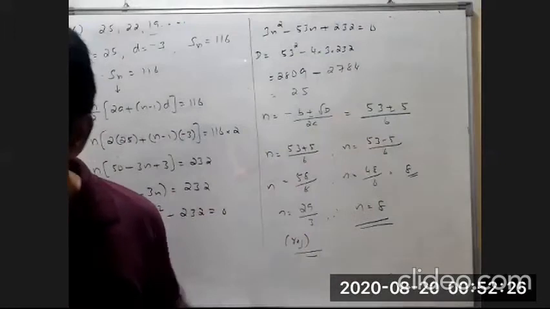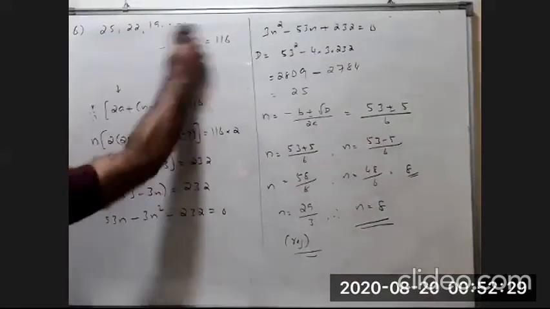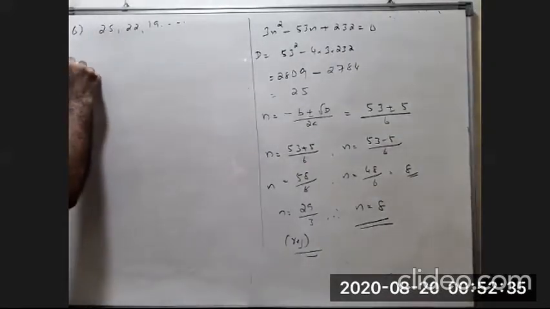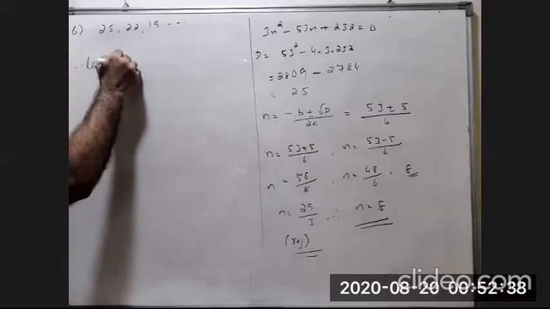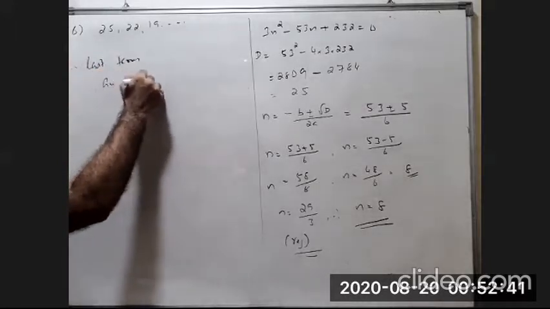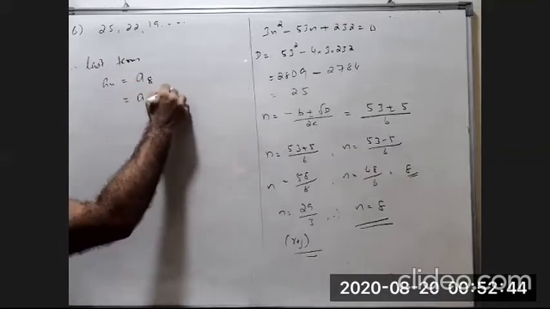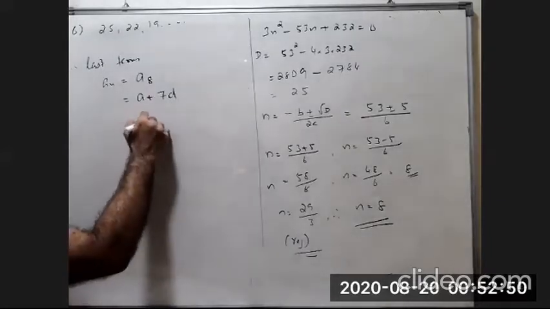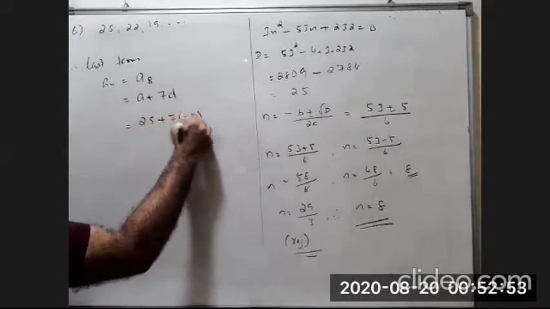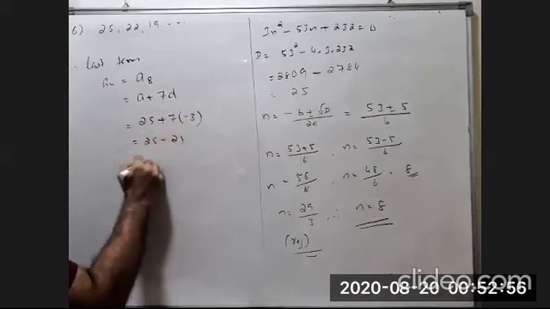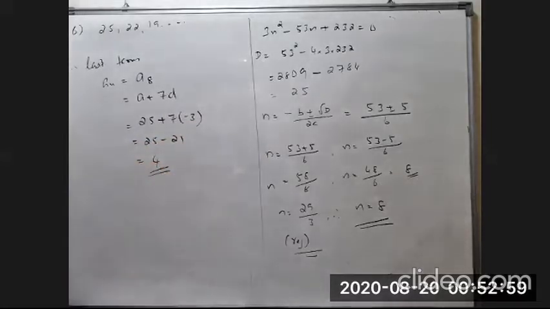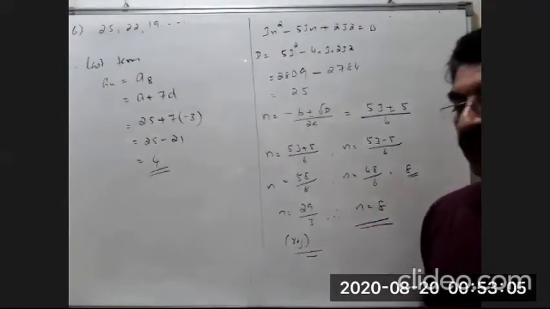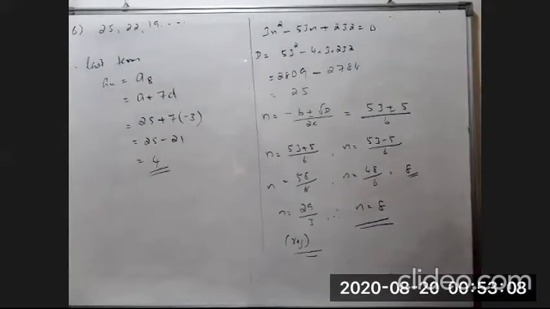So we got n as 8. Now again, that is not the question. The question is to find the last term. So the last term will be a8, which is a plus 7d. What is a? 25 plus 7 into minus 3, that is 25 minus 21. So the last term is 4. So for this AP, if Sn is 116, the last term is 4.